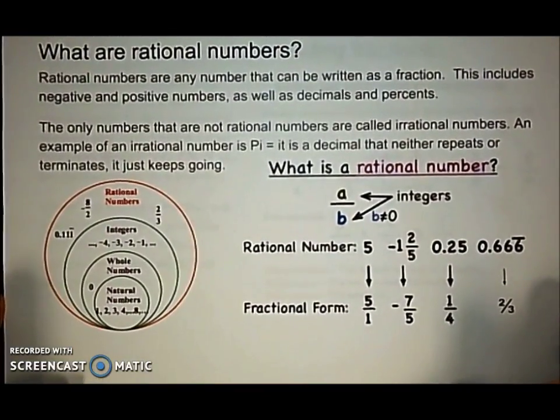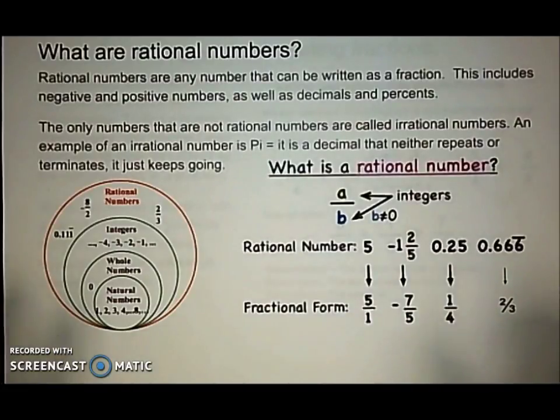Rational numbers, we've talked about, are anything that can be written as a fraction. So this includes negative and positive numbers as well as decimals and percents. The only numbers that are not rational numbers are called irrational numbers. An example of an irrational number is pi, and we've seen pi before. It's just a decimal that keeps going. It doesn't terminate, and it doesn't repeat in any pattern.